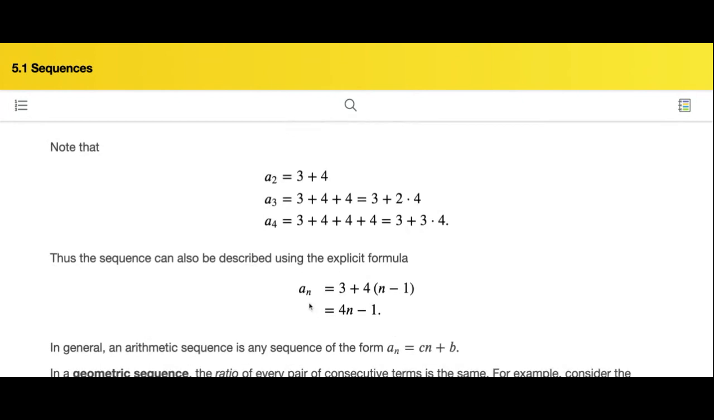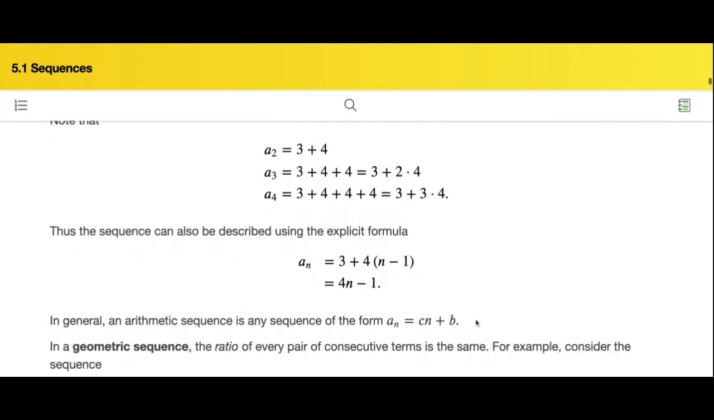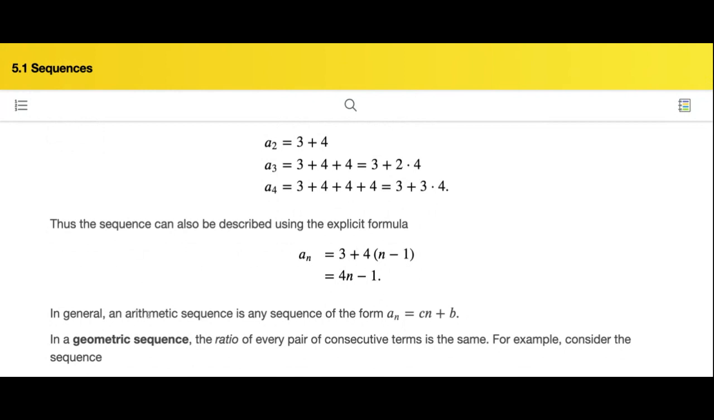So you see, now this can be represented by a function. Basically, An equals f of n. What's f of n? f of n is a linear function, right? The rate of change is constant. So in general, an arithmetic sequence can be represented as a linear function. So the nth term is just f of n equals cn plus b, a linear function, like mx plus b.